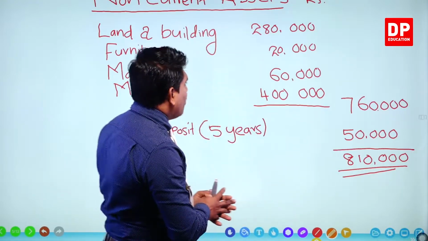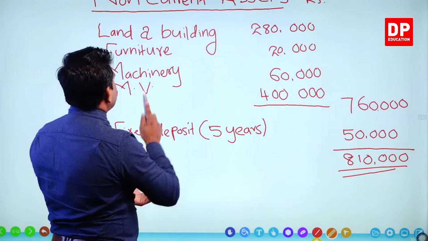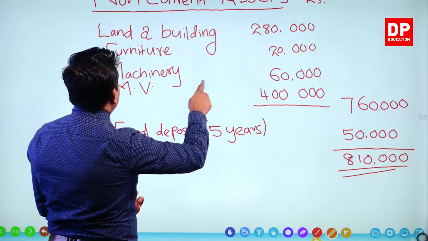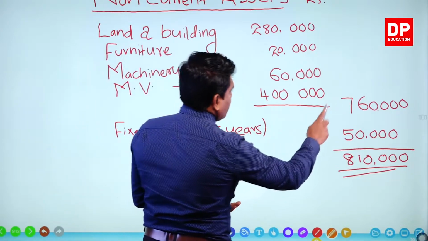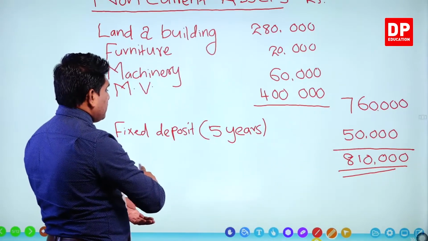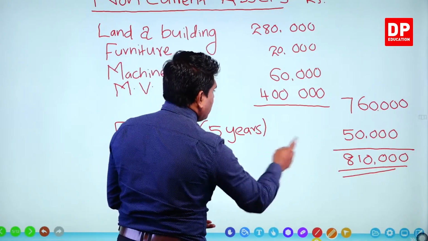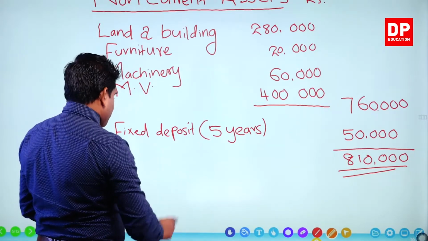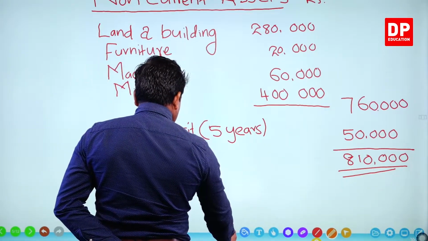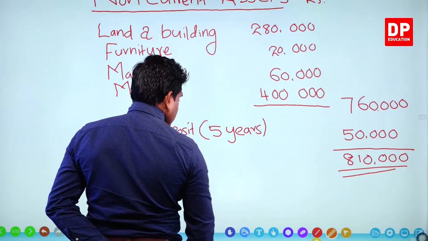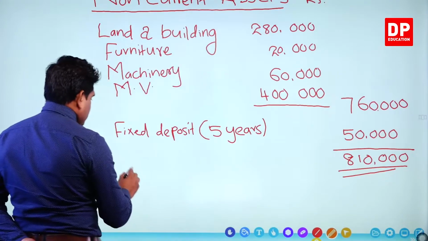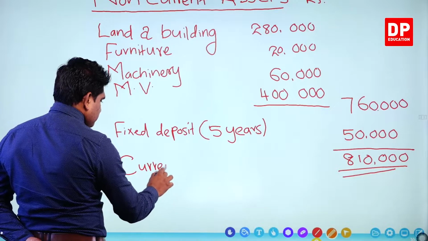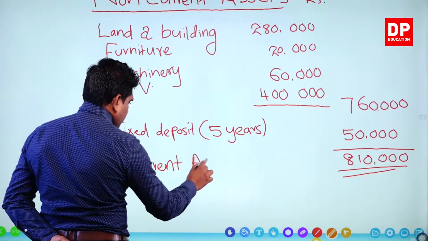Right? Okay. Now here land and building 280,000, furniture 20,000, machinery 60,000, motor vehicle 400,000. The total tangible non-current assets 760,000. Intangible non-current assets 50,000. The total non-current assets 810,000. This is the way. Okay. Now we can see current assets details, right? Here I put current assets.